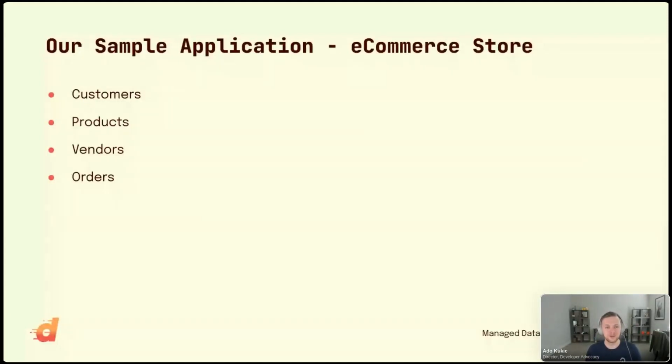When it comes to our sample application, the e-commerce store that we'll be building is going to have four different tables, or four different collections in the MongoDB example. We're going to have our customers, who are going to be purchasing items. We're going to have products, which are the items that our customers purchase. We're going to have vendors who create the products. And finally, we'll have an orders table, which lists the different orders that the customers have placed from the various products that they can buy.